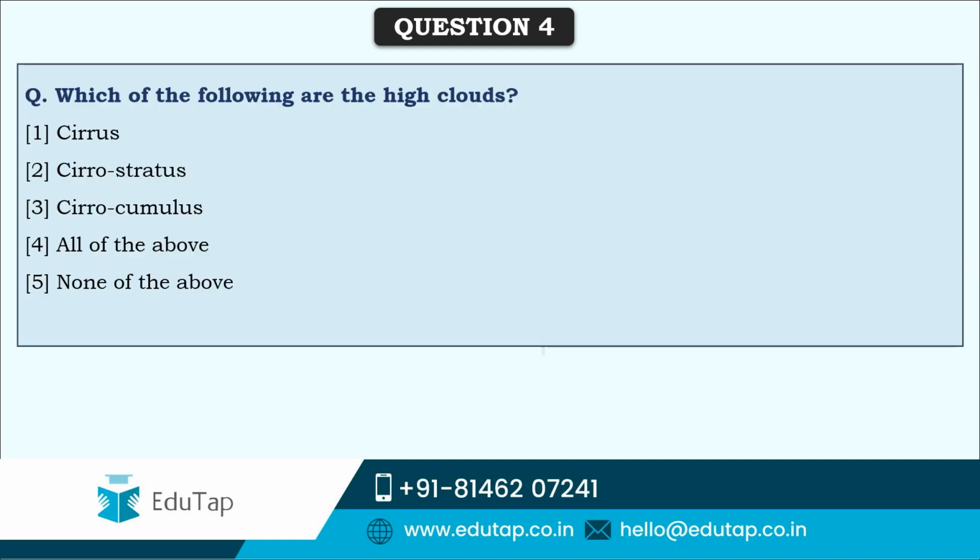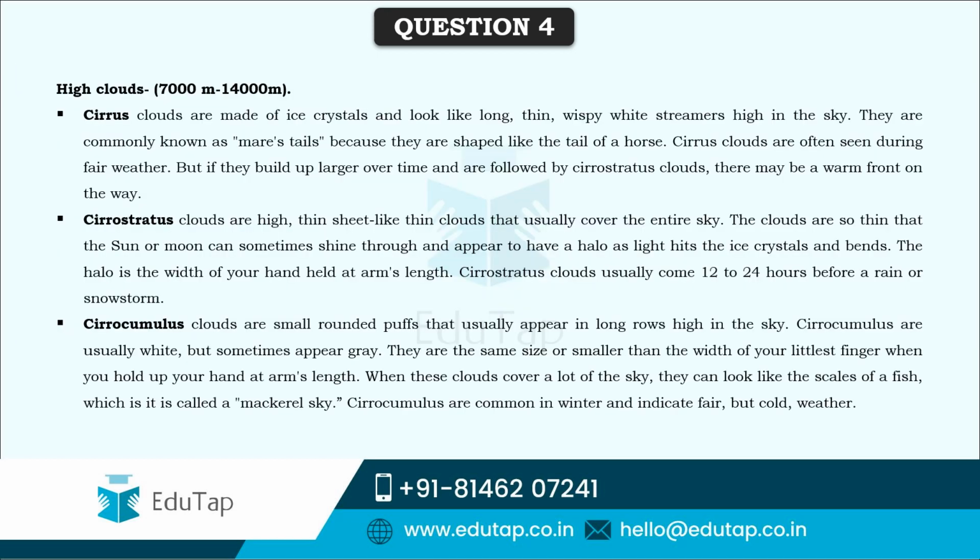So friends, here comes the next question, which says, which of the following are the high clouds? See, based on height, there are various types of clouds. And here, cirrus, cirrostratus and cirrocumulus, they all are high clouds. That is, the height of these clouds ranges from 7,000 to 14,000 meters, and these are the various characteristic features of high clouds, that is cirrus, cirrostratus and cirrocumulus.